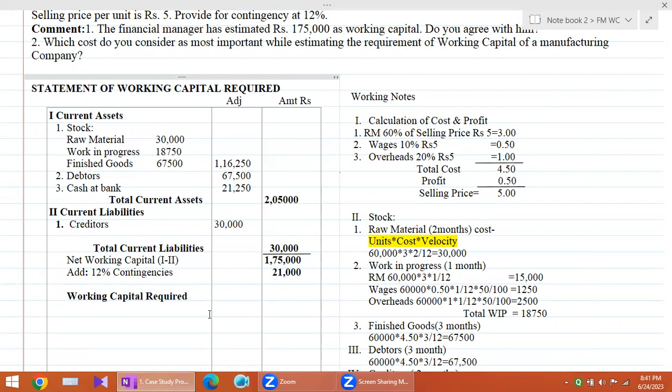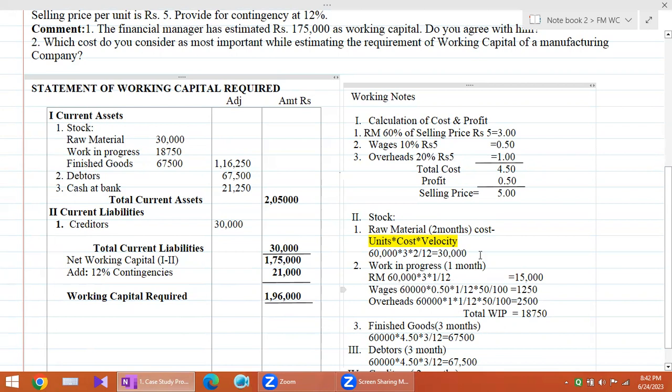Here, the problem comes to an end. What is this working capital required here? I'll drag this here. So now, if you add this amount, the total amount you derive is 1,96,000, right? This is what we call it as working capital required. Finally, the problem comes to an end.